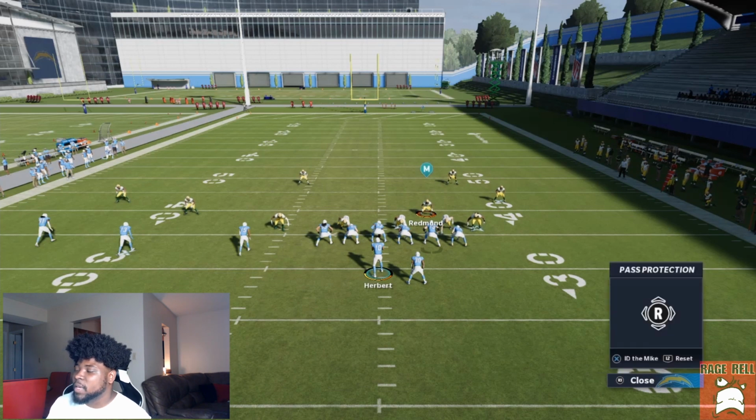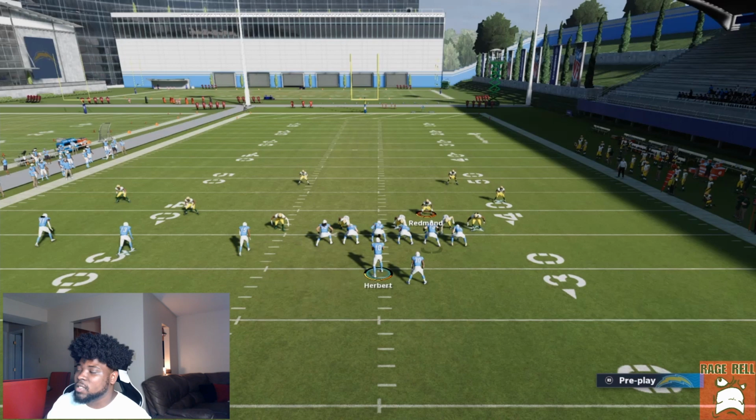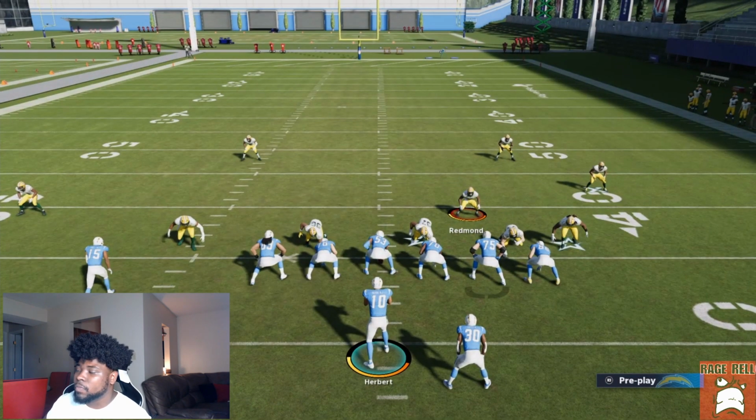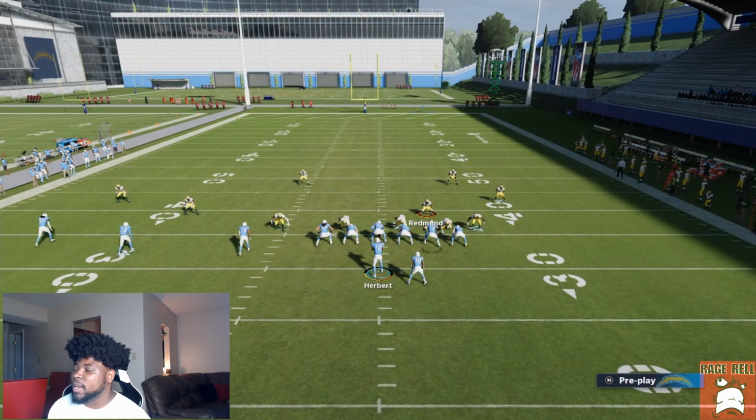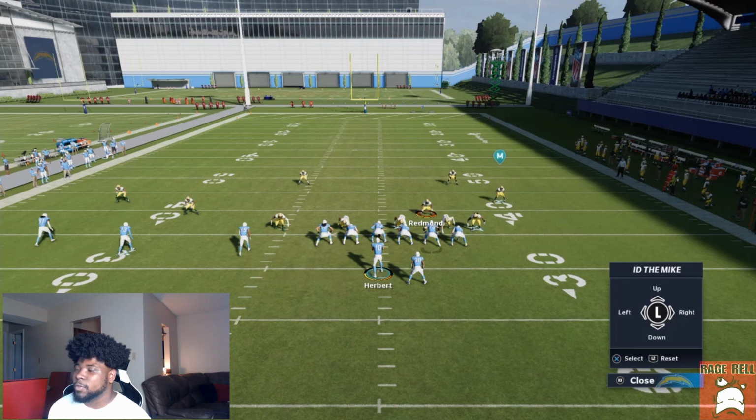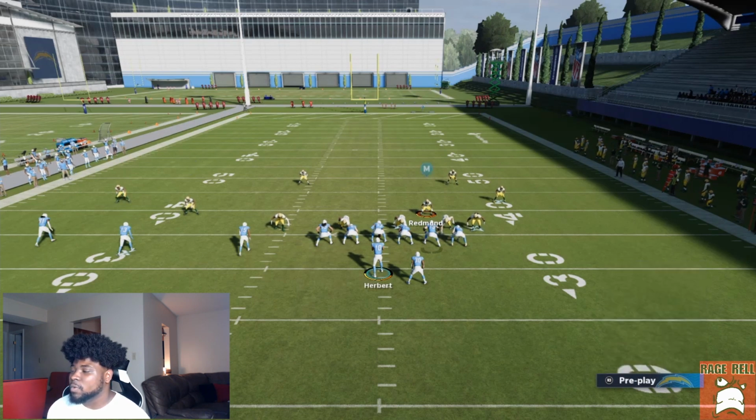Now I want you guys to pay attention to something. Even right here, I don't even have to ID myself because of how the blocking scheme is. So let's say I wanted to ID, hold on, let me get out of the control. Let's say I wanted to ID somebody, like, let's make it realistic, I guess. Let's say I wanted to ID somebody like, I don't know, him. Let's just say him, okay?